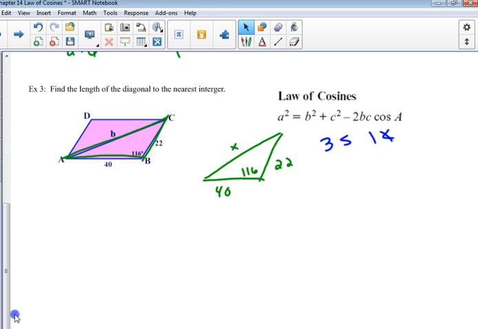You always want to start with the angle and then what's across from it. The other 2 are just the other sides. It doesn't matter what those are.